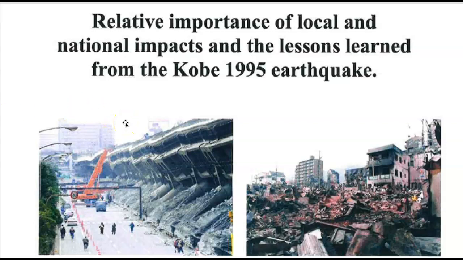Now I'm going to move on to another excellent EPQ from the same year, 2018. This was a geography EPQ that had elements of economics in it as well as physical geography, some physics in it. The title was Relative Importance of Local and National Impacts and the Lessons Learned from the Kobe 1995 Earthquake. As you can see from these pictures here, Kobe absolutely devastated this part of Japan. And this EPQ is using Kobe as a case study once again.